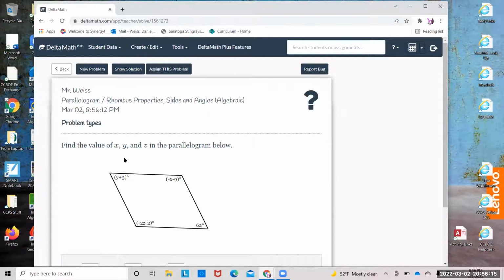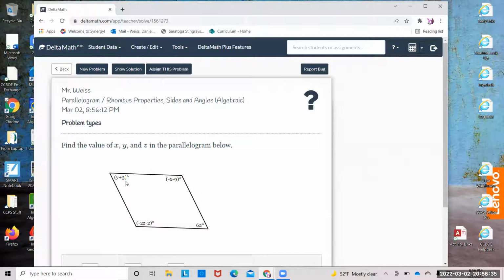Okay, here, y plus 3 equals 62. So I minus 3 from both sides. I get y equals 59. So y is 59, right?